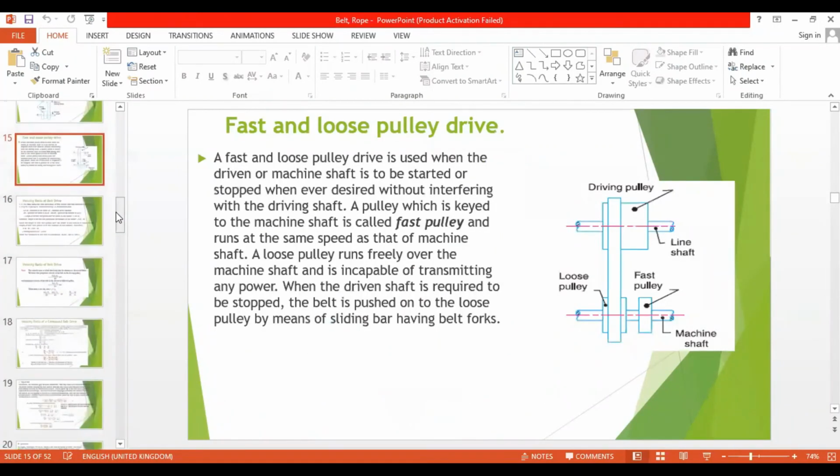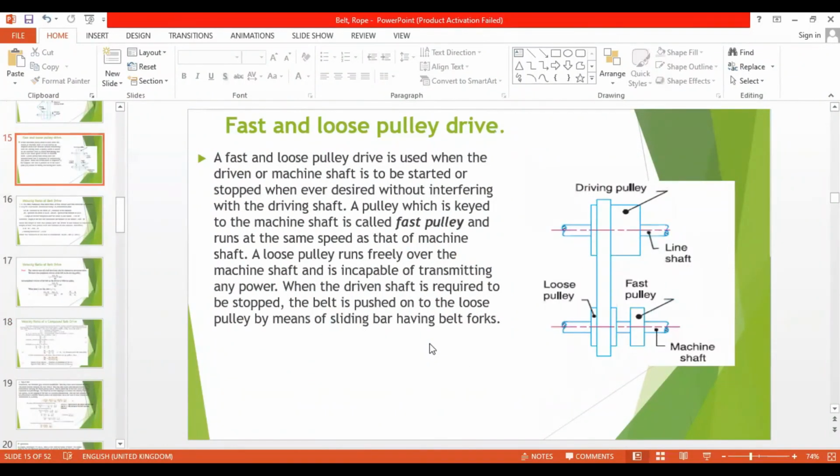Then the fast and loose pulley drive, right? A fast and loose pulley drive is used when the driven or machine shaft is to be started or stopped whenever desired without interfering with the driving shaft. So again, this is our driving pulley, and this is rotating, okay? Now we need to stop the motion, I mean stop the work or whatever it is.